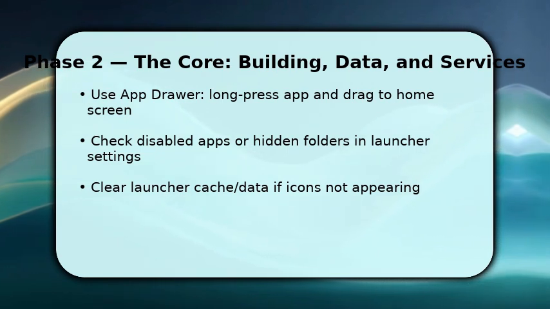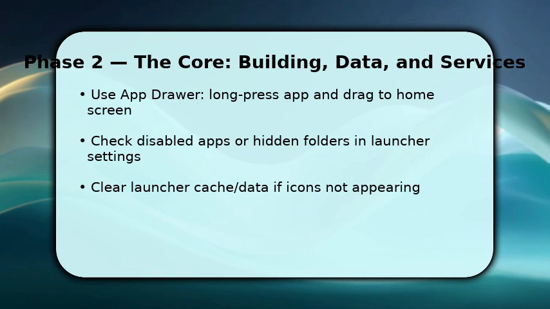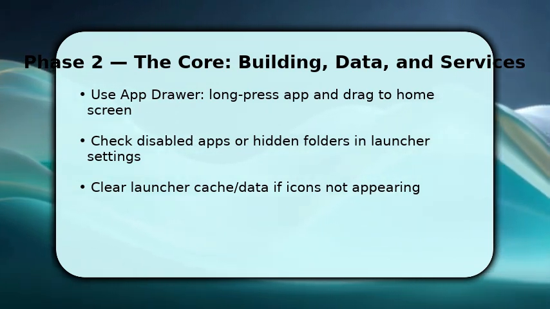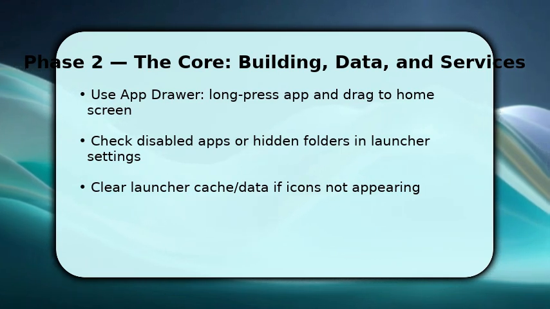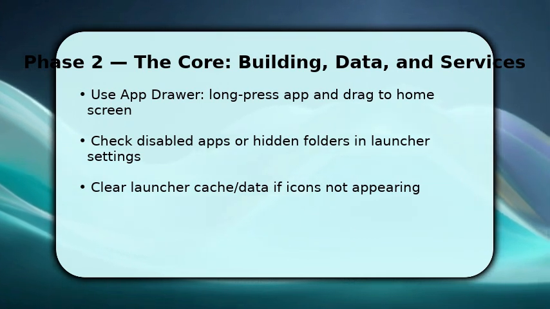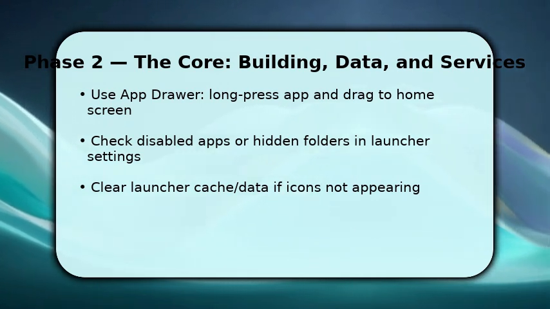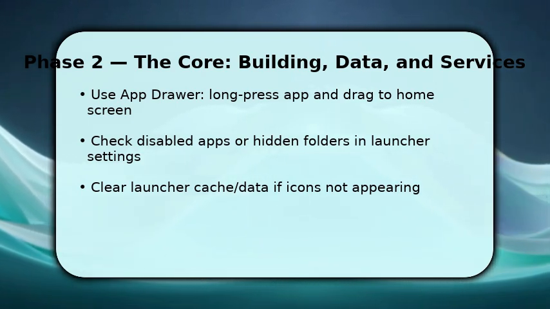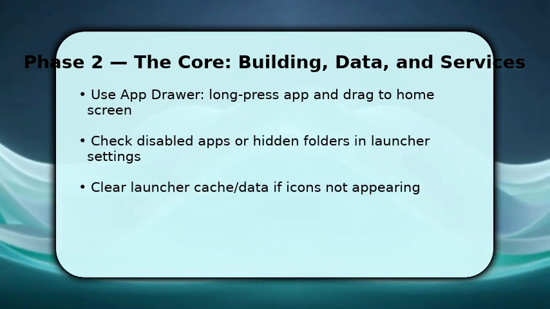This immediately restores visibility. If that fails, go into your launcher settings to check for hidden apps or disabled entries, unhide them. Next, clear the launcher cache and, if needed, its data. This resets icon layout without removing apps. Make sure you back up any custom layouts first. These moves handle most launcher-side issues effectively.